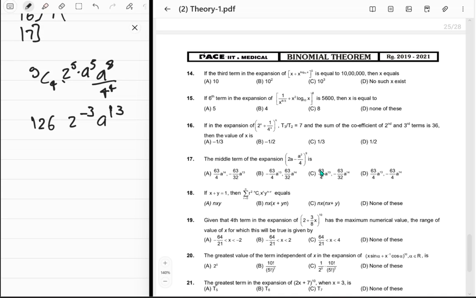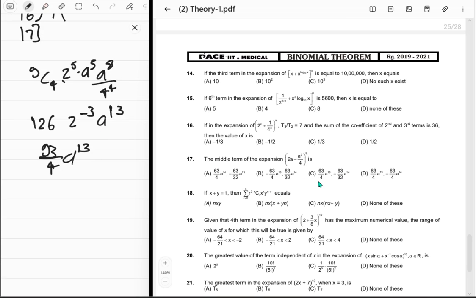Divide by 4, it will be like, oh, you cannot divide by 4. Okay, that's where I was going wrong. So this is going to be just 93 upon 2 power 2, which is 4. 93 upon 4 times a power 13. That's the first term. Is it there anywhere?